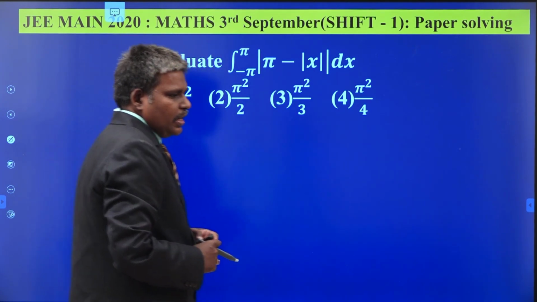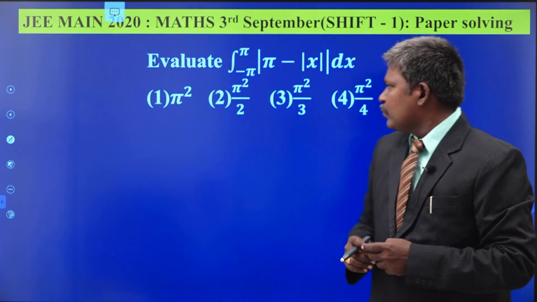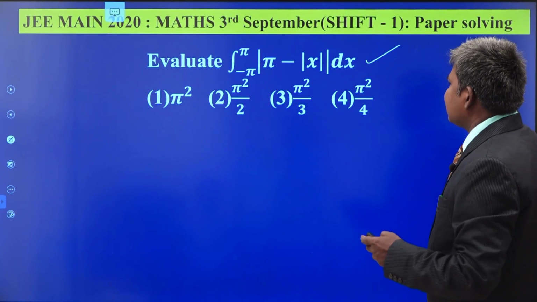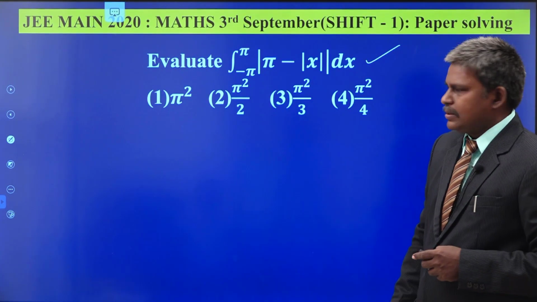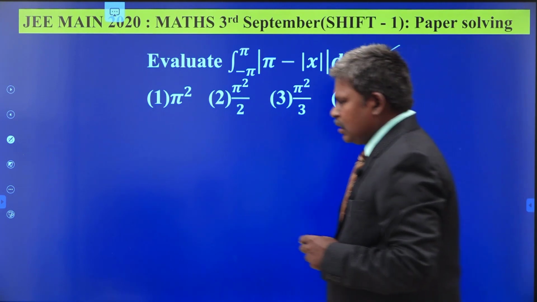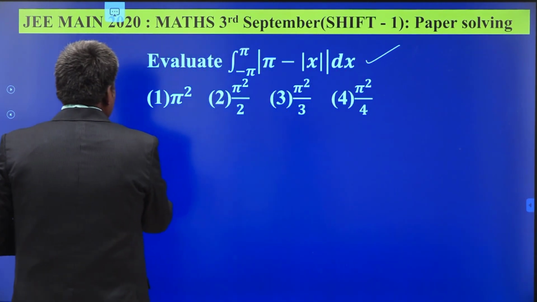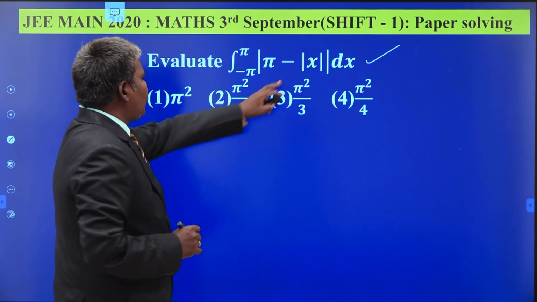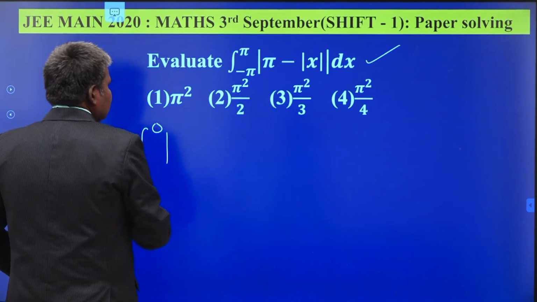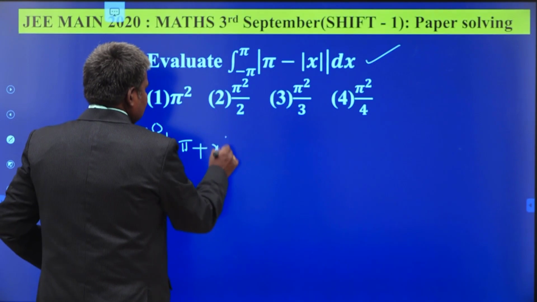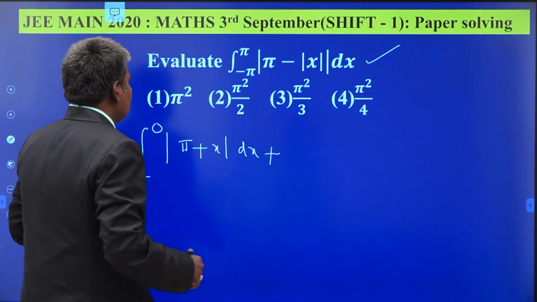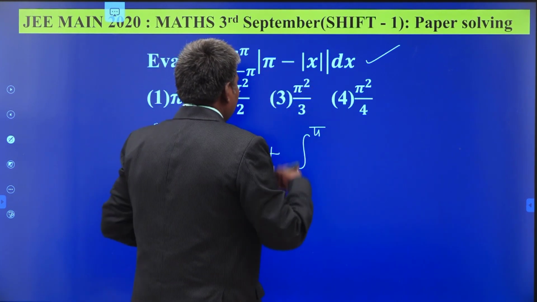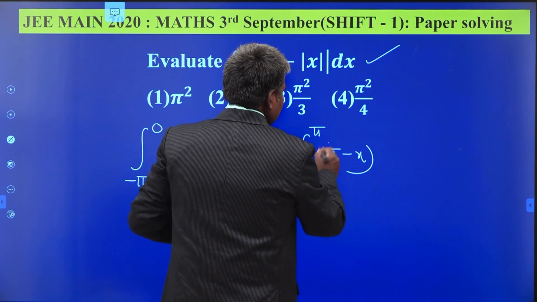Now, this is a question related to definite integrals. We have to evaluate this one: integral from minus pi to pi of modulus of pi minus modulus of x dx, which is equal to what? Now I am writing this expression as minus pi to 0. In this interval, mod x is what? Minus x. That is modulus of pi minus of minus x, that is pi plus x, dx, plus 0 to pi. From 0 to pi, mod x is positive, that is x, so pi minus x dx.